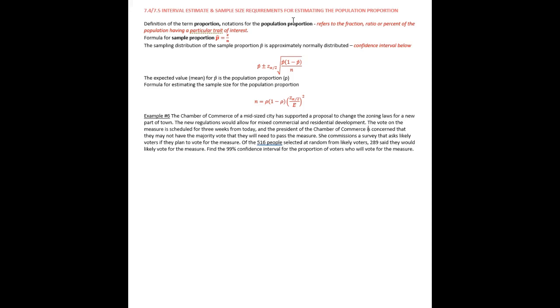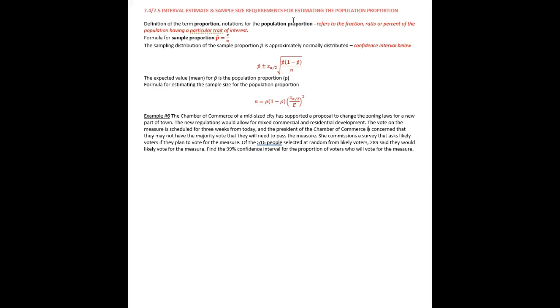And then the formula for estimating the sample size for the population proportion, meaning if we want to be so confident, how big of a sample size do we need to have? Okay, so that answers that question. n is equal to p times 1 minus p times z alpha half over the margin of error, squared. That's answering the question, how big of a sample do we need in order to be 95% confident, in order to be 99% confident, that sort of thing. Okay, so let's get right into it.